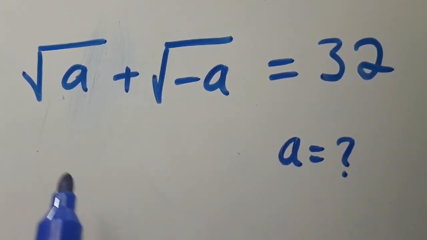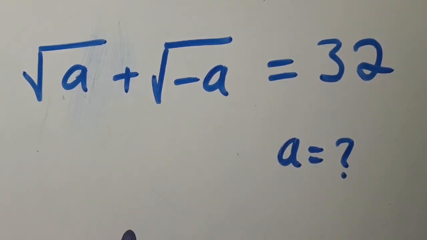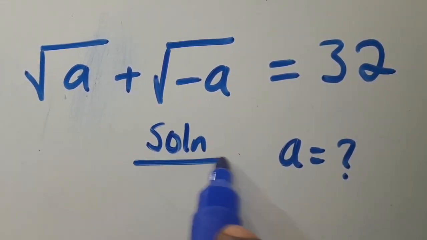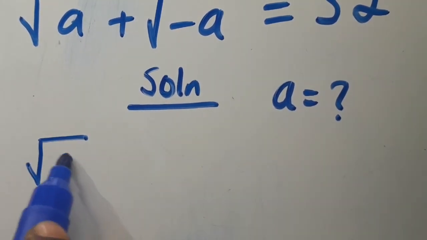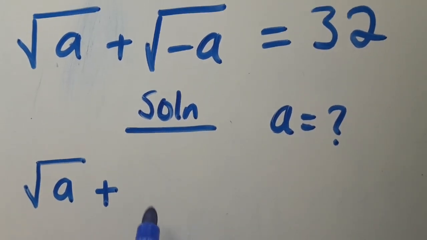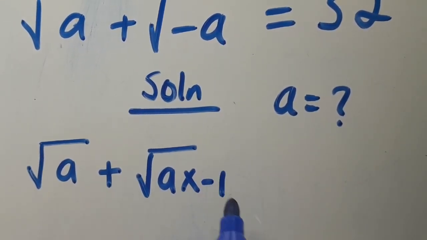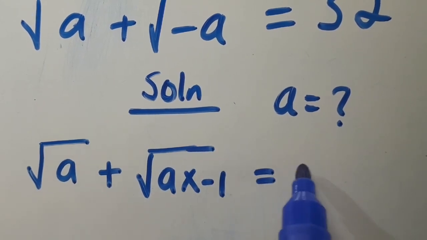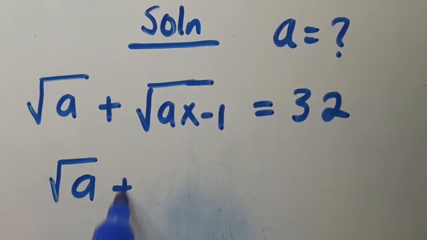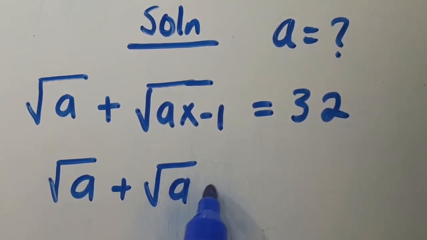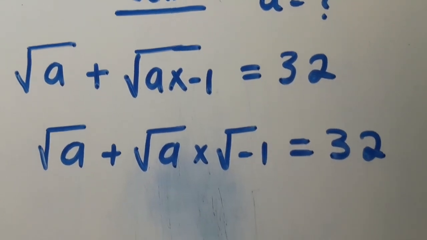We want to find the value of a, given that the square root of a plus the square root of minus a equals 32. So let's have it as the solution. Now from here, let's have it as root of a plus, we can simplify this as root of a multiplied by minus 1, then equals 32. From here we have root a plus, we can simplify this as root of a multiplied by root of minus 1 equals 32.